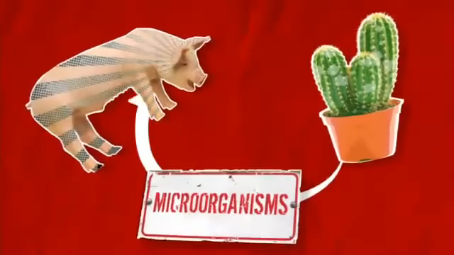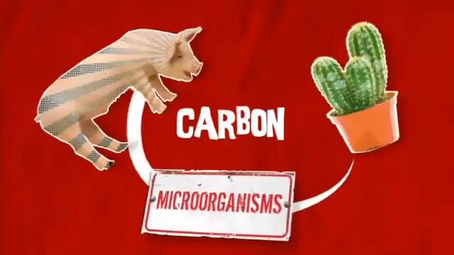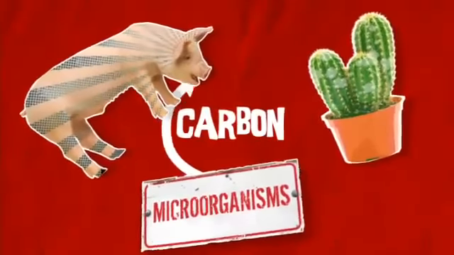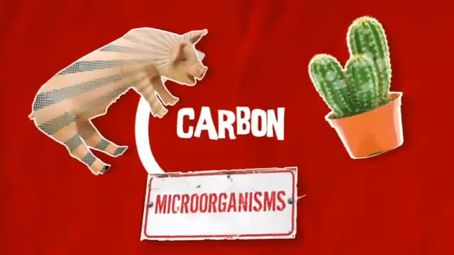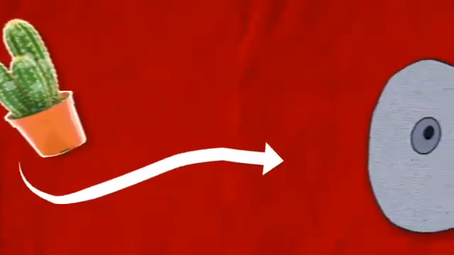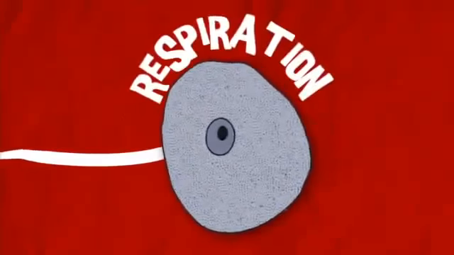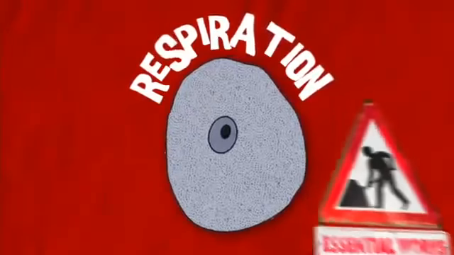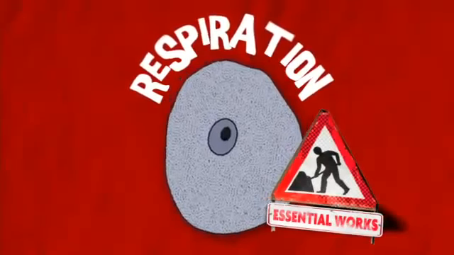So we've seen the carbon pass from air and soil into living things. To continue the cycle, the carbon needs to get back out again. Respiration is the vital chemical reaction that takes place inside cells. All living things respire. It's not just animals. Plants and microorganisms do it too.